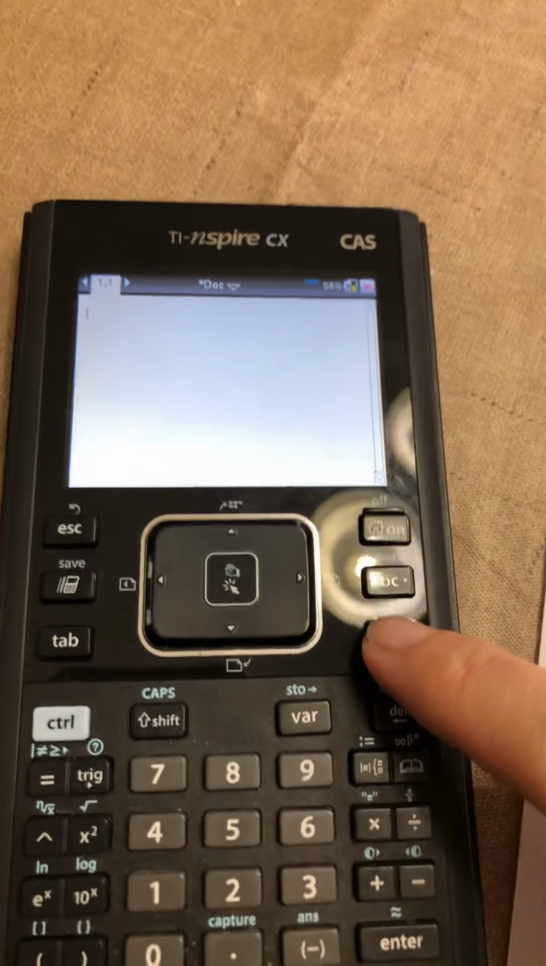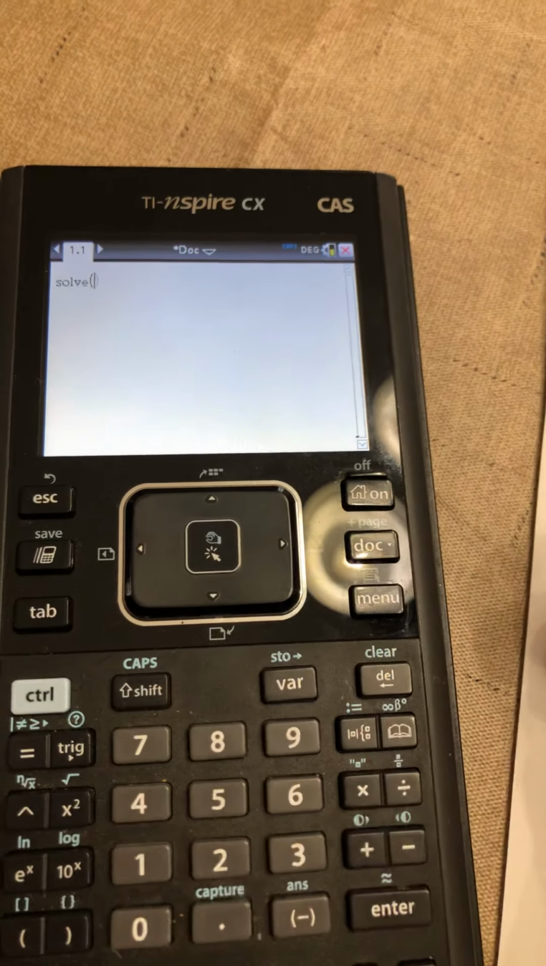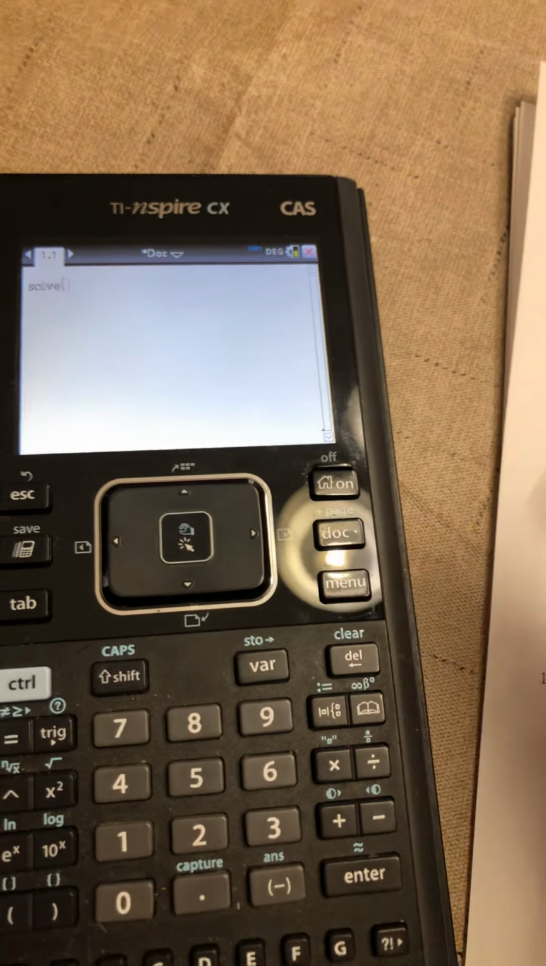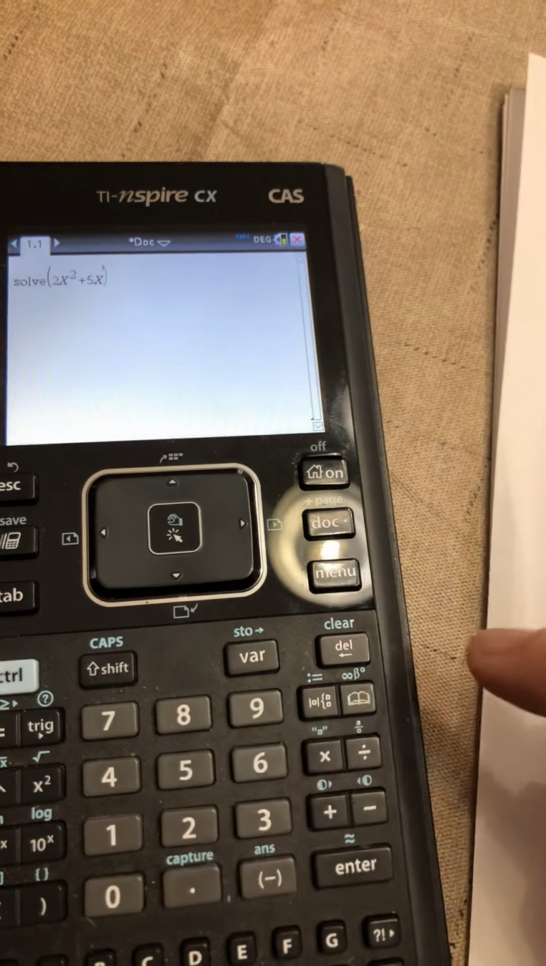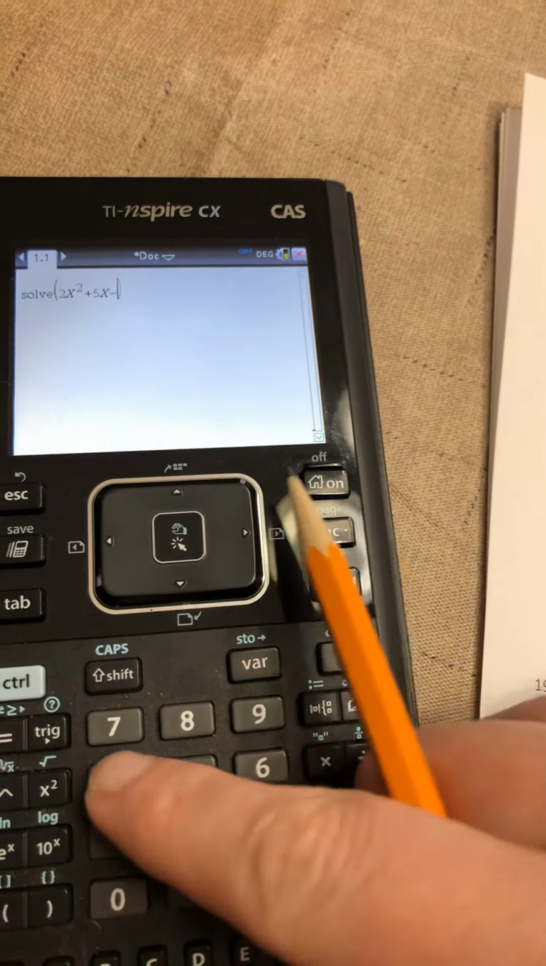Okay, nSolve. Menu, 3, 1. There's your nSolve. And then you type in the equation, 2x squared plus 5x minus 42 equals 0. But then we have to place a guess, so comma, x equals 100. So one answer is 3.5. And then remember, we have to do a second guess. So I'm going to copy and paste that down and change that to negative 100.